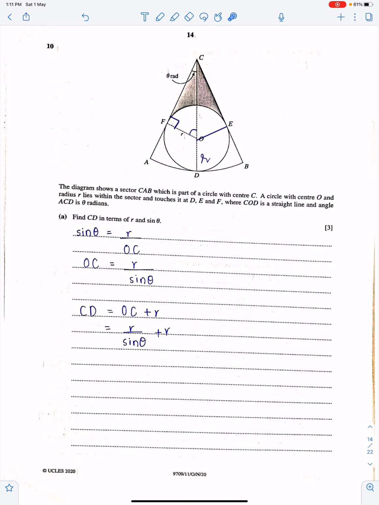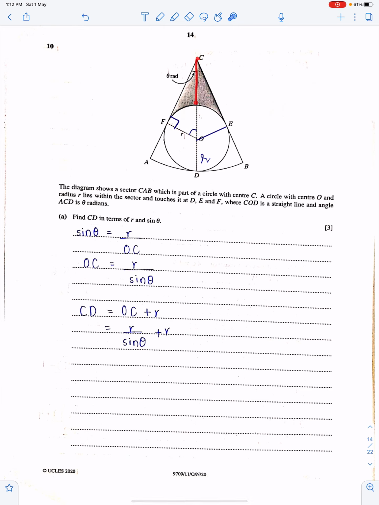The first part of this question is to find CD, this length. For that we need to use sine theta in this triangle, because this is the opposite and this is the hypotenuse. CO is the hypotenuse, because CD is CO plus R. This is CO and this is R. When you add these two, you'll get CD.